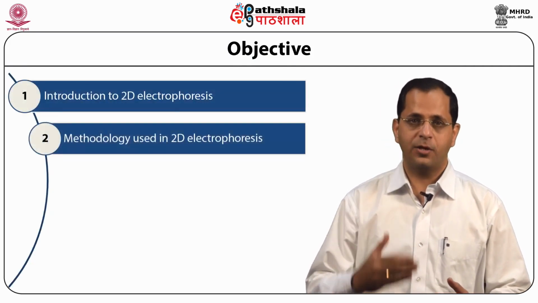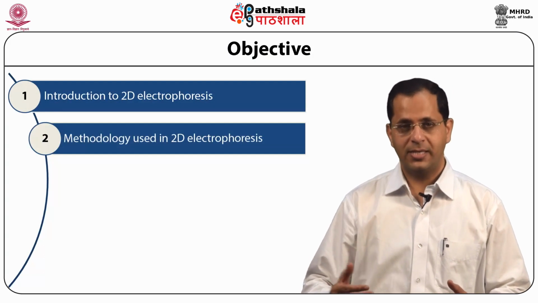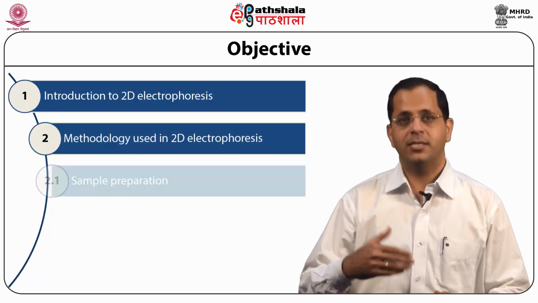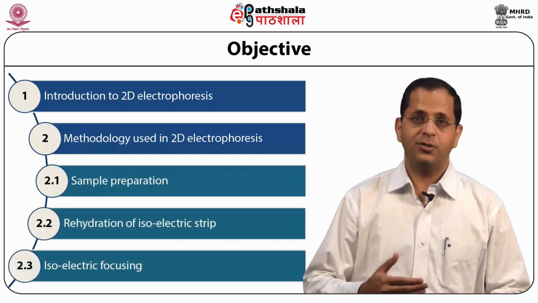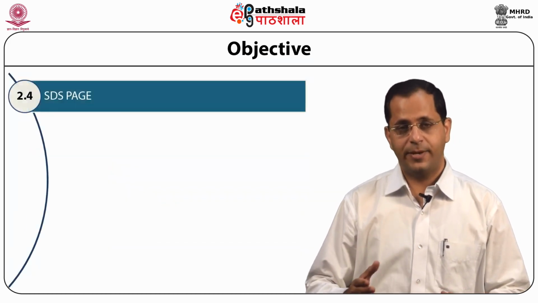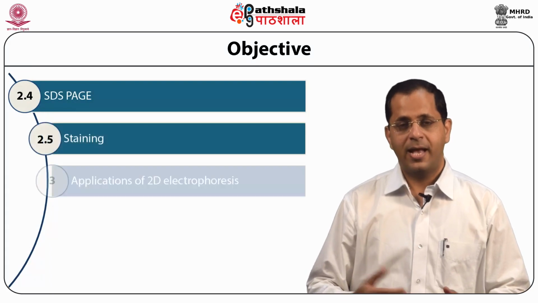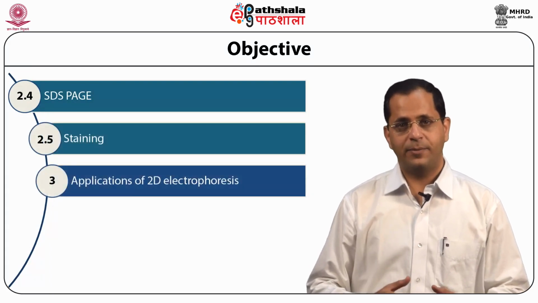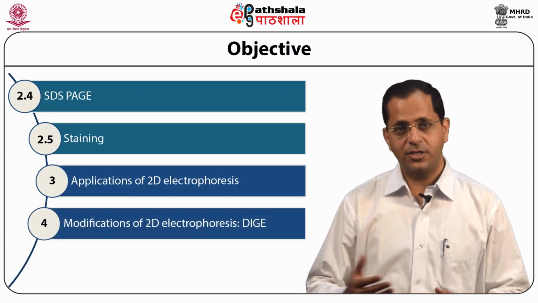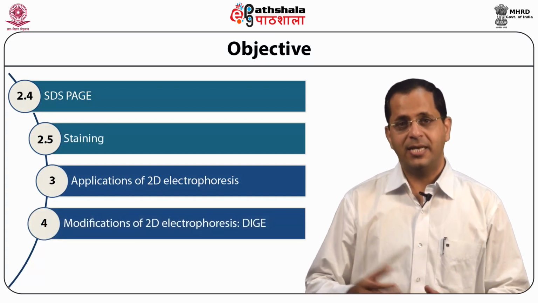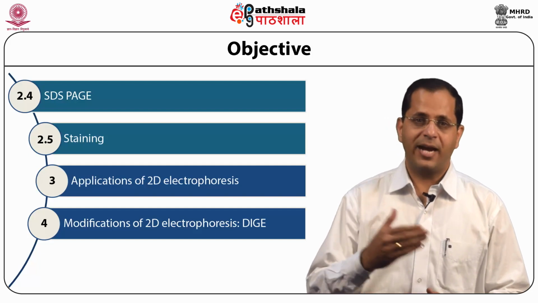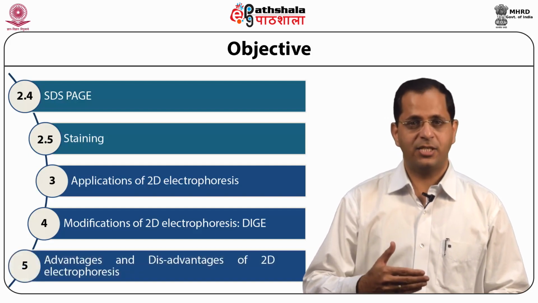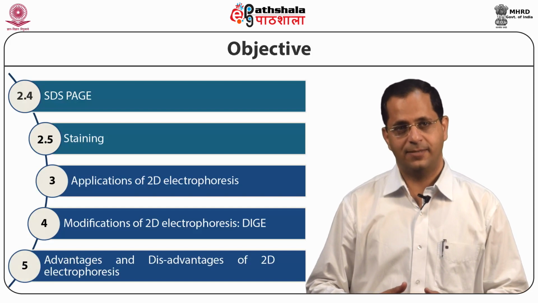Then we go on to the methodology used in 2D electrophoresis, pertaining to sample preparation, rehydration of the isoelectric strip, isoelectric focusing, SDS-PAGE, staining, and then applications of two-dimensional electrophoresis, modifications of 2D electrophoresis, that is the differential in-gel expression or DIGE, and finally some of the advantages and disadvantages of 2D electrophoresis will be discussed.